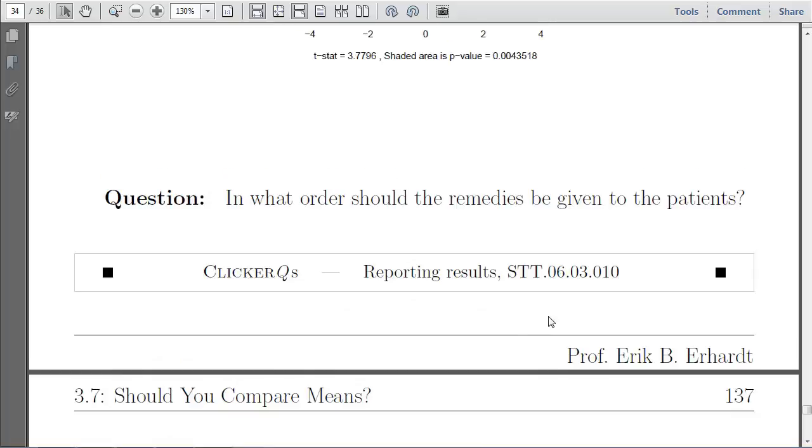The last question I have is, in what order should these remedies, that is sleep remedy A and sleep remedy B, be given to the patients? Okay, so should you give everyone remedy A and then remedy B? Or should you give everyone B and then A? Or should you give half and half? Should it be random? Should you make all of the women do A and then B, and then all the men do B then A?